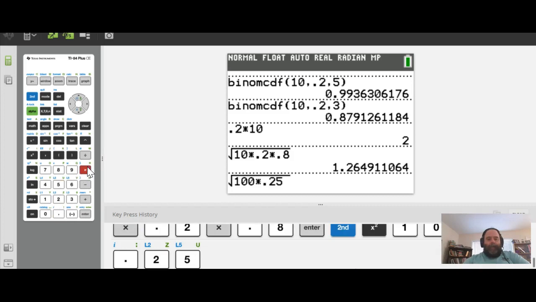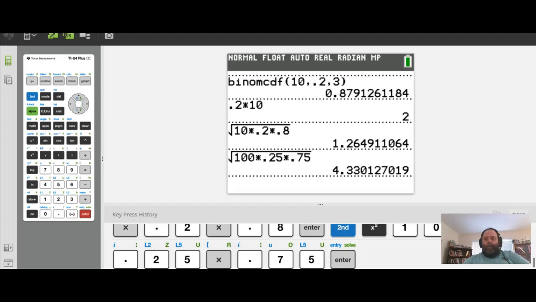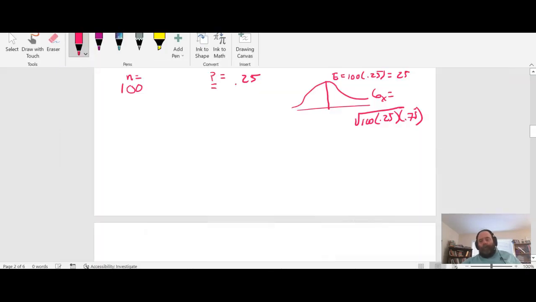Square root of 100 times 0.25 times 0.75, right? That's going to give me 4.33. And what I'd like to be able to do is to say, what's the probability that the number of trials that I get a success on, out of 100, let's say, is 75, or is it less than 75, right? So what's the probability of that?